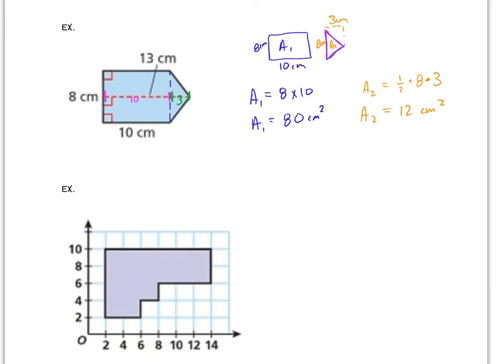So now we've got to add ours back together. So you would do your 80 plus 12, and you would get 92 centimeters squared. So remember, not every measurement is always given. Like this 3 wasn't. I had to figure that out. I had to use what I knew. 13 total minus my 10 gives me 3 left.